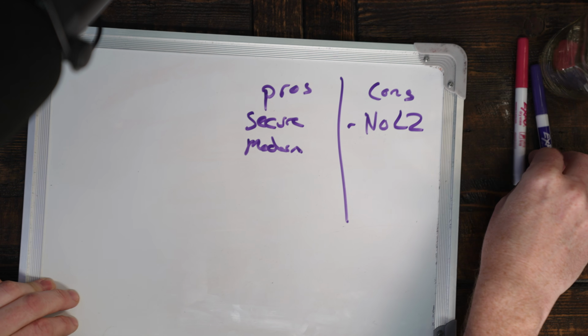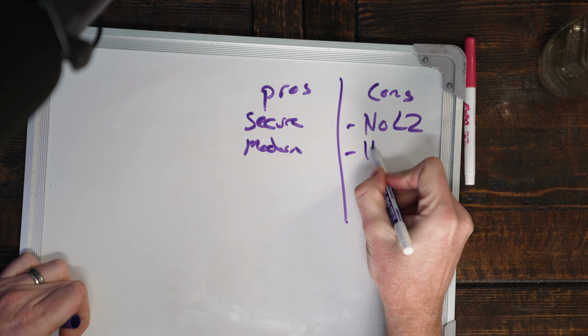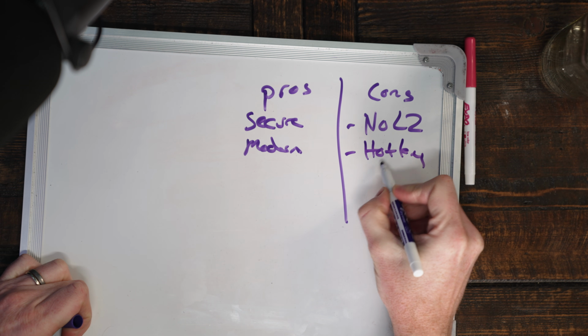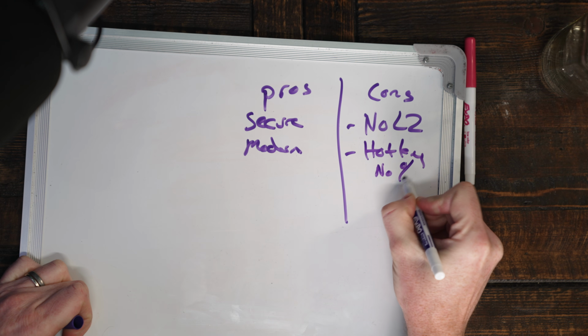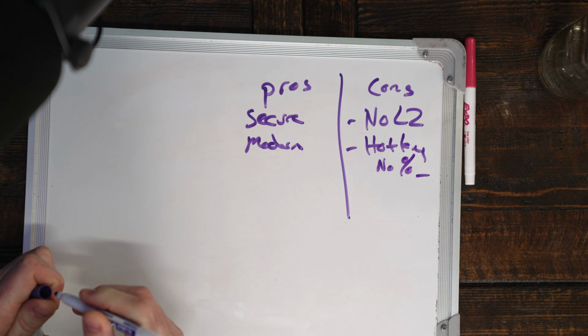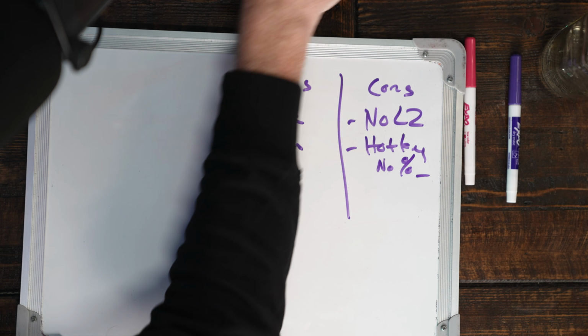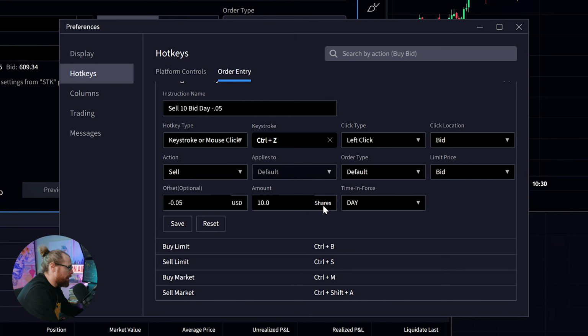Uh-oh. All right, we're back over here. Hotkey, no position, no percentage of position key. All right. That's okay. We'll just keep track of it. It's not ideal, but that's all right. We can work with it. So it's going to sell bid 10 shares. All right. So that's fine. And that is Control Z.